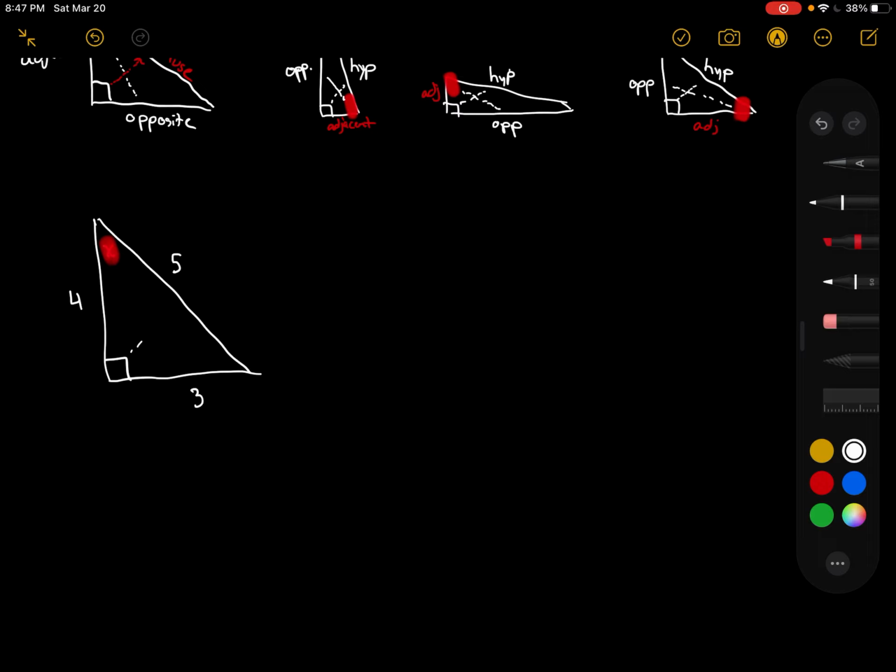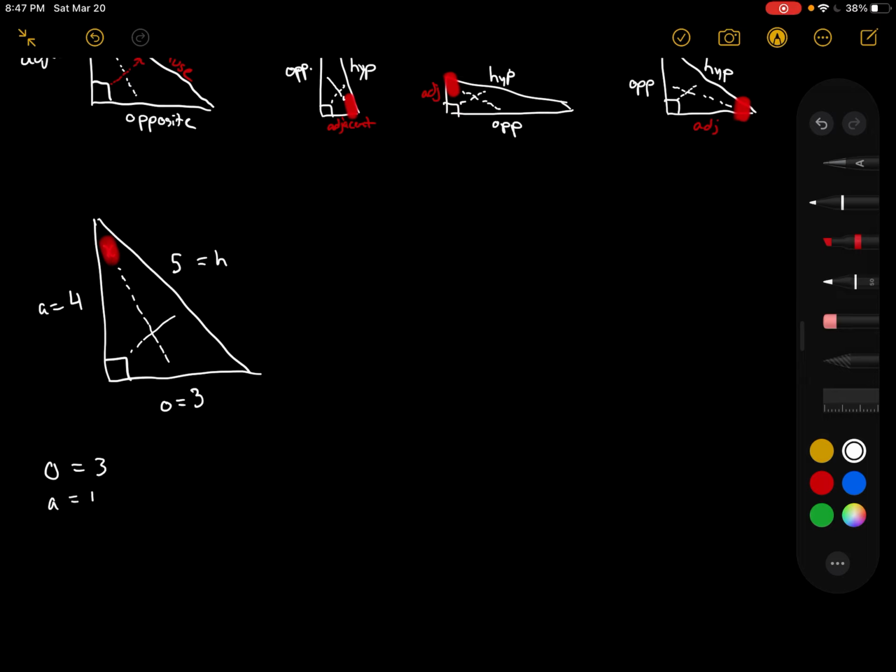So first things first, identify the angle, label the sides. Hypotenuse, across from our 90-degree angle, is going to be 5. We'll call that h for hypotenuse. Second, touching the angle is adjacent. So literally next to that x angle, that is adjacent. And then last thing, directly across from our angle is our opposite side.